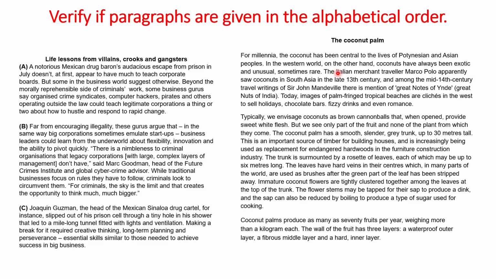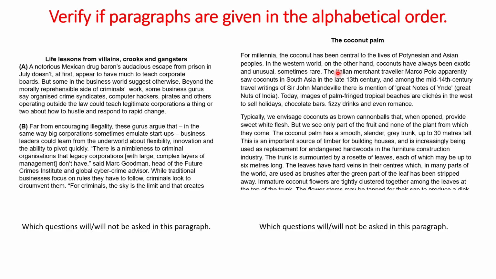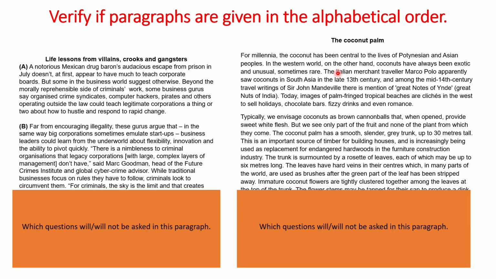In these two passages, the first passage is arranged in alphabetical order and the second passage is without alphabetical order. Therefore, in the first passage, there must be some heading question and look-for-the-information kind of question. However, in the second one, there will be no such kind of questions.